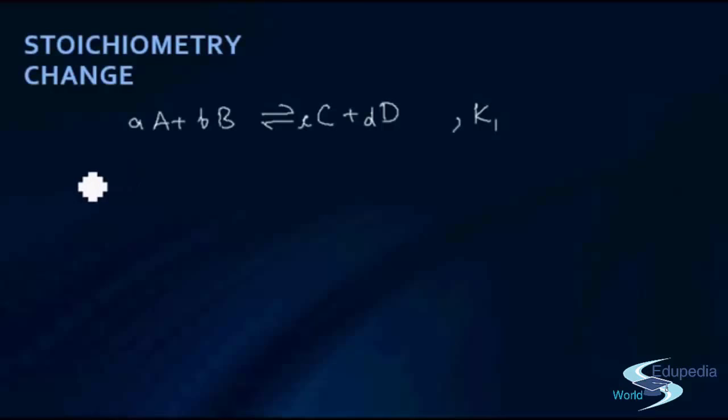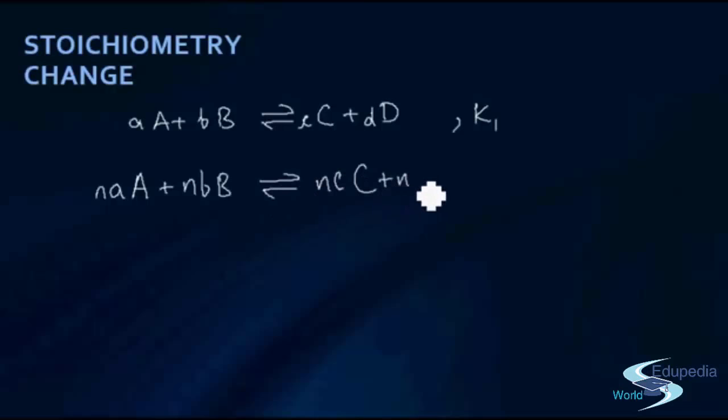Just like in a mathematical equation, I can multiply or divide by any factor on both sides of my equation. The same thing I can do for the chemical reaction. Let's say the factor is n. So the new stoichiometry becomes small na, small nb, nc and small nd. This is how my new chemical reaction looks. Let's say its equilibrium constant is K2. So the law says that K2 will simply be equal to K1 raised to power n.